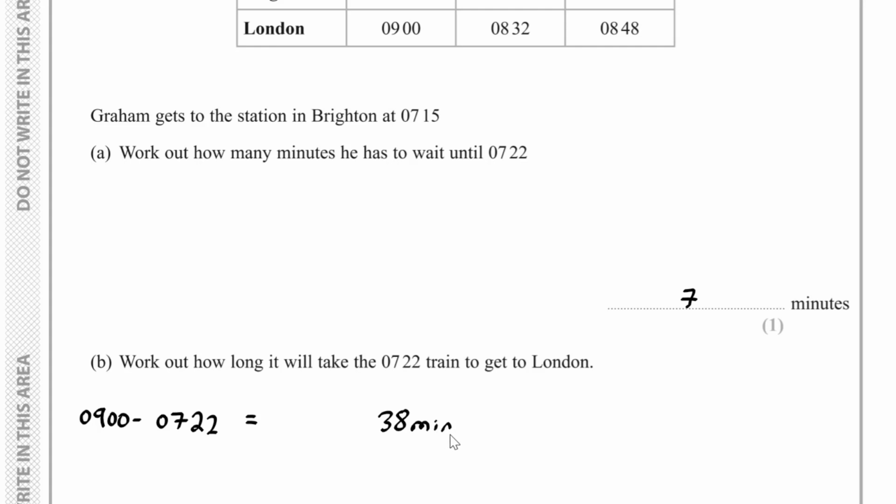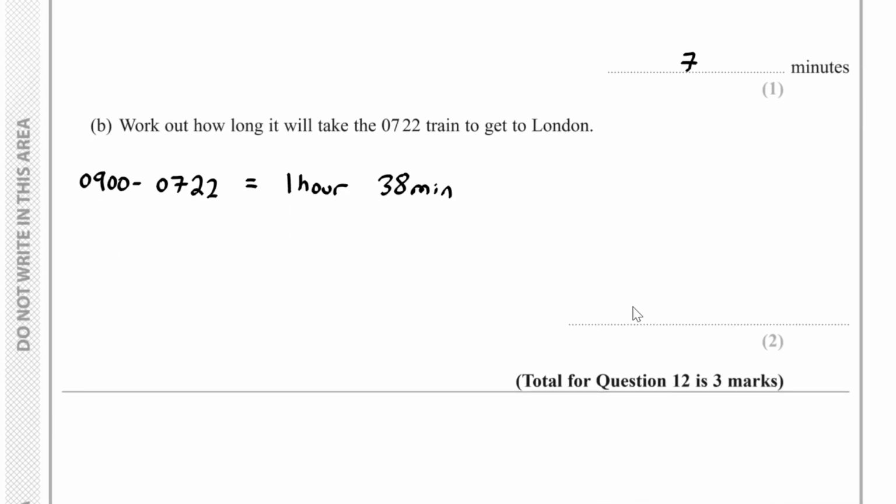That takes us to 8 o'clock. And then from 8 o'clock to 9 o'clock, that's 1 full hour. So here we have 1 hour, 38 minutes. So that's how long it will take to get to London.